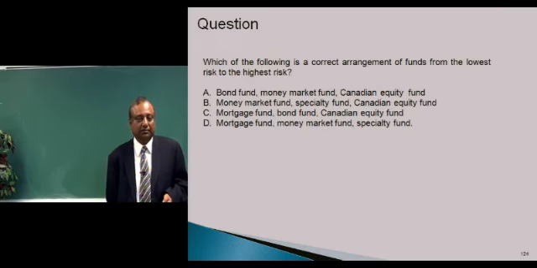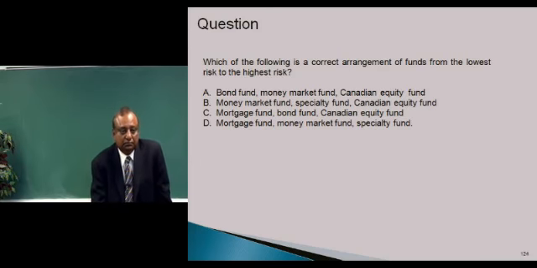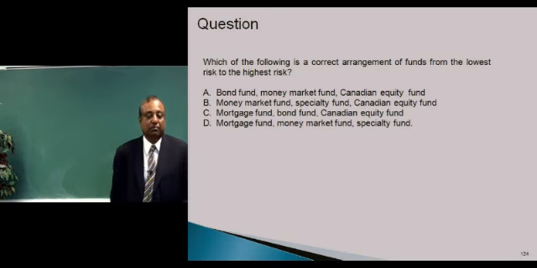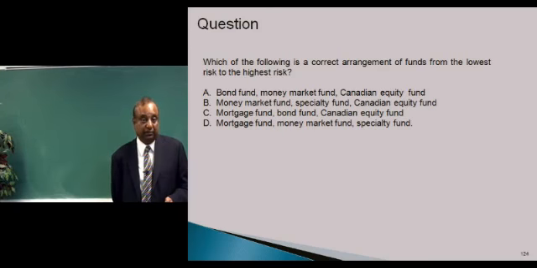Try this question. The answer is C, mortgage, bond, Canadian equity. That's the order of risk, lowest to highest.